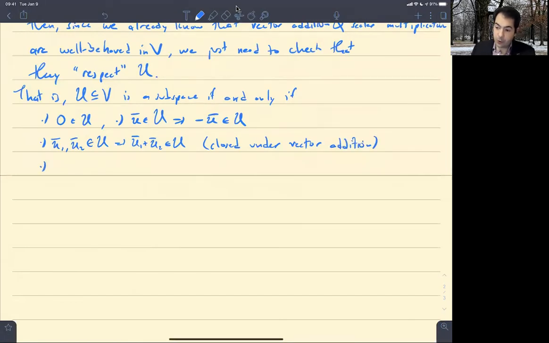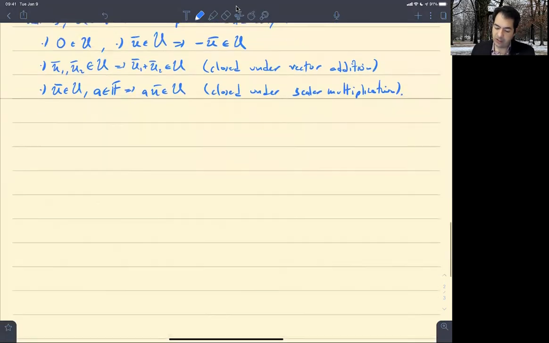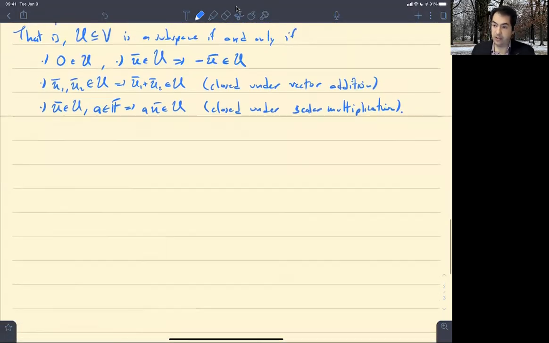And similarly, we need to check that if you give me a vector inside the subset and you pick an arbitrary element of the field, then the product is inside that subset, right? And so this we would say that the subset is closed under scalar multiplication. Okay, so that's all we need to check to know that a subset is a subspace. Okay, so let's do an example. This is a very important example.